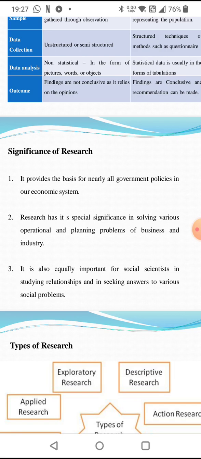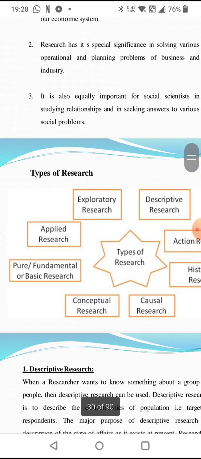So coming to the significance of research. What is the significance of the research you are conducting? It provides the basis for nearly all governmental policies in our economic system. It has its special significance in solving various operational and planning problems of business and industry or any organization. It is also equally important for social scientists in studying relationships and in seeking answers to various social problems. So this was the significance of research.